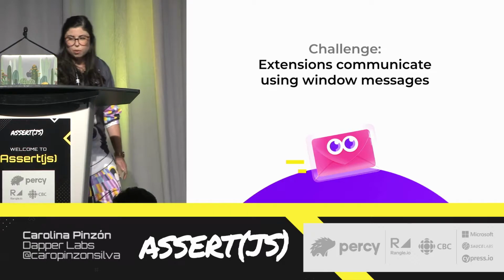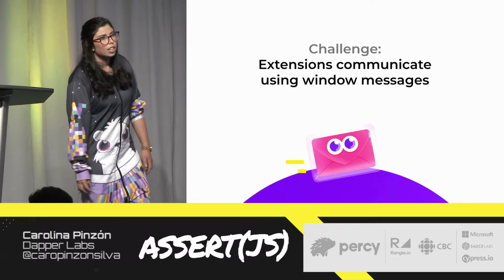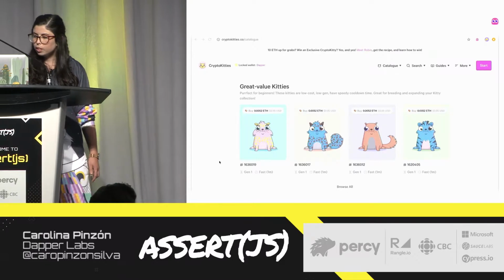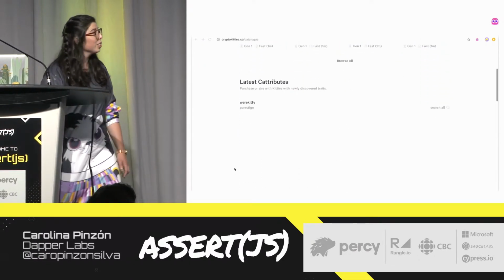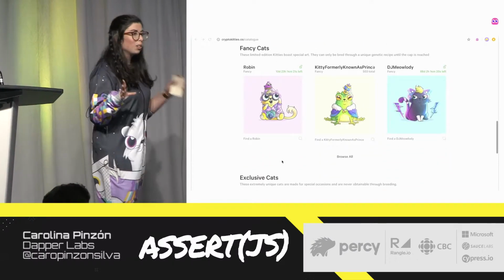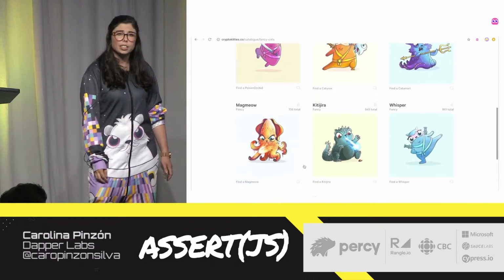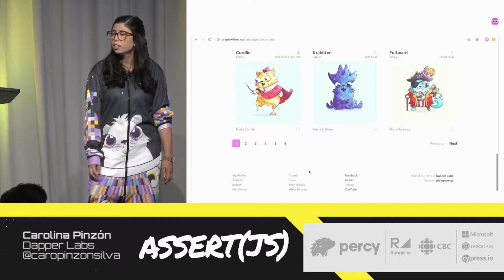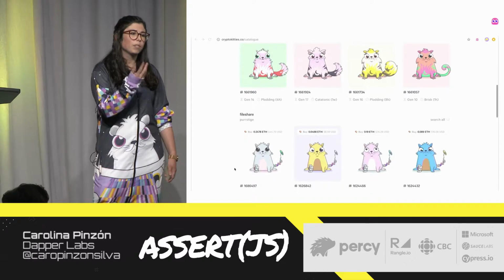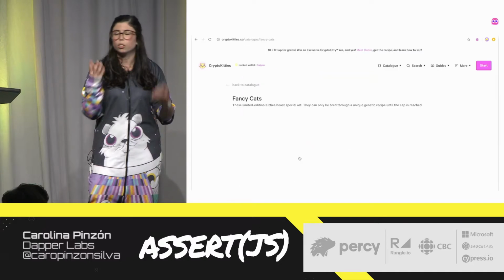And the third challenge that I want to share with you is that the extension's communication is based on window messages, as I said before. So in a conventional web page, the web page has control of almost everything. For example, if they want to do an HTTP request when the user clicks a button, they just do the request, wait for the response, and then do something with the response. For example, here, if you want to show more kitties, they do the request, get the response, and then show the kitties.